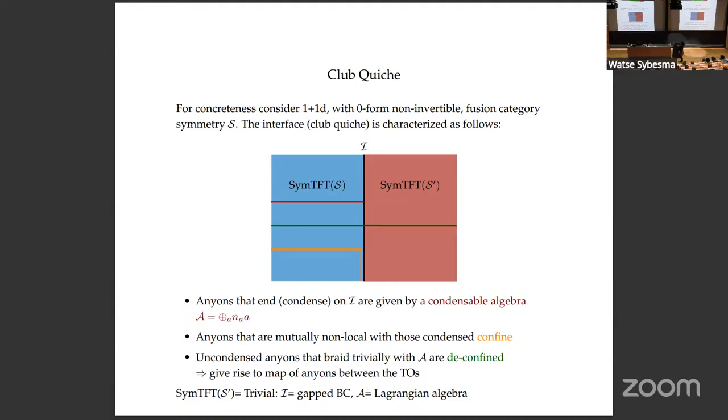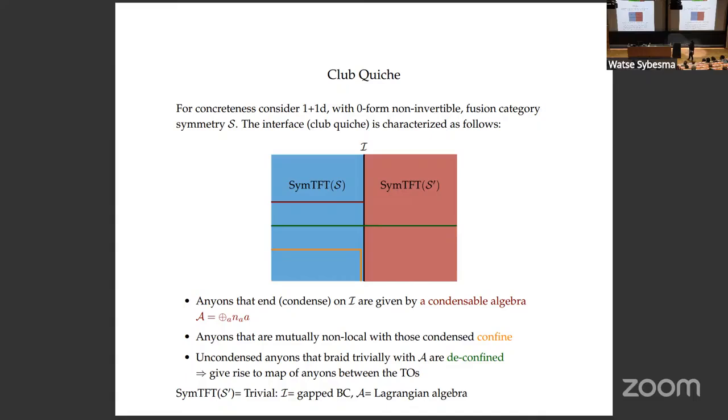One is the anyon ends. That actually defines the interface. So the interface is given in terms of the lines that can end on it. That's the condensation of anyons. This is usually given in terms of a sum of particular integer linear combinations of such topological lines or anyons, and they have to be mutually local. You can't have them end and not be mutually local. So this locality is basically what makes it a condensable algebra.